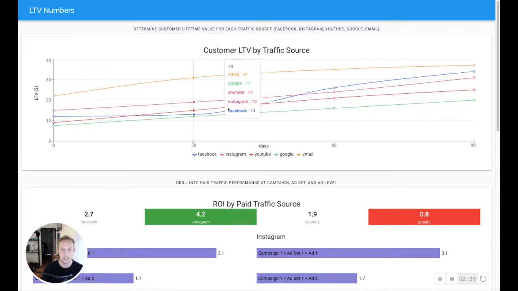Problem is most people don't know how to get these numbers. But if you can set up a system to do this, this can be the difference between you being able to scale and not. Because if you know that I just have to get through 60 days where I'm going to lose some money up front, by the time I hit day 60, now everything from that point on is profit for that customer. And you know this for each of your different traffic sources.